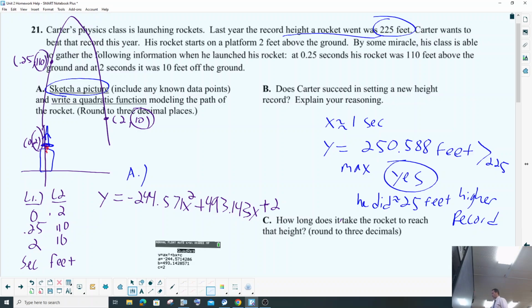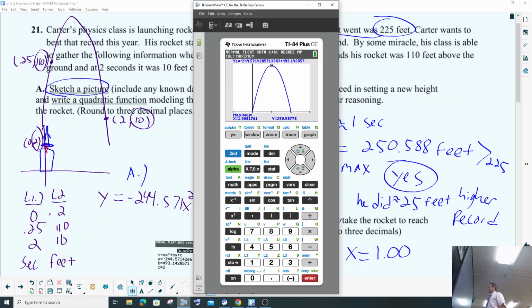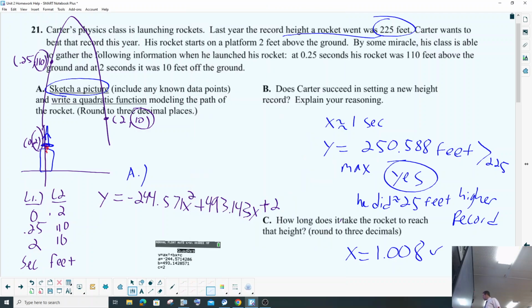How long does it take for the rocket to reach that height? Yeah, 1 second. Well, it's actually 1.00, was it 8? It says 3 decimal places, yeah. So it says 1.008 seconds, which just truncates off at the 8. So 1.008 seconds is our answer there.